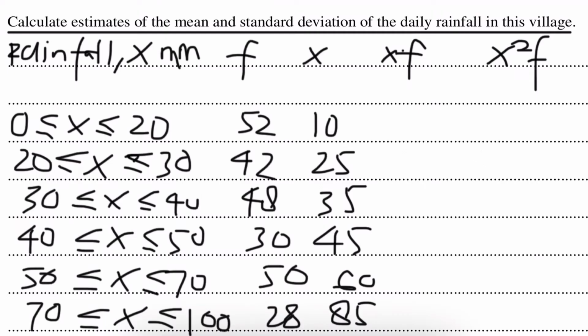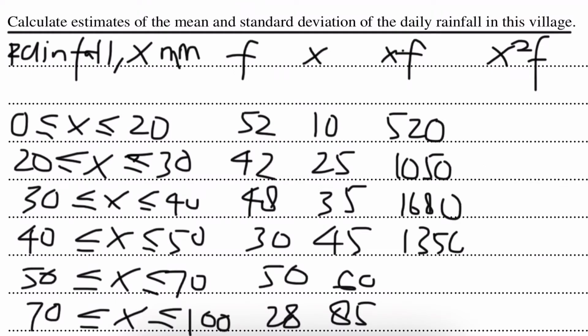For xf, what you have to do is multiply the value of f and the value of x for each of the groups. So for the first, the value is 520. For x squared f, you have to square the value of x and multiply that with the f. So 200.